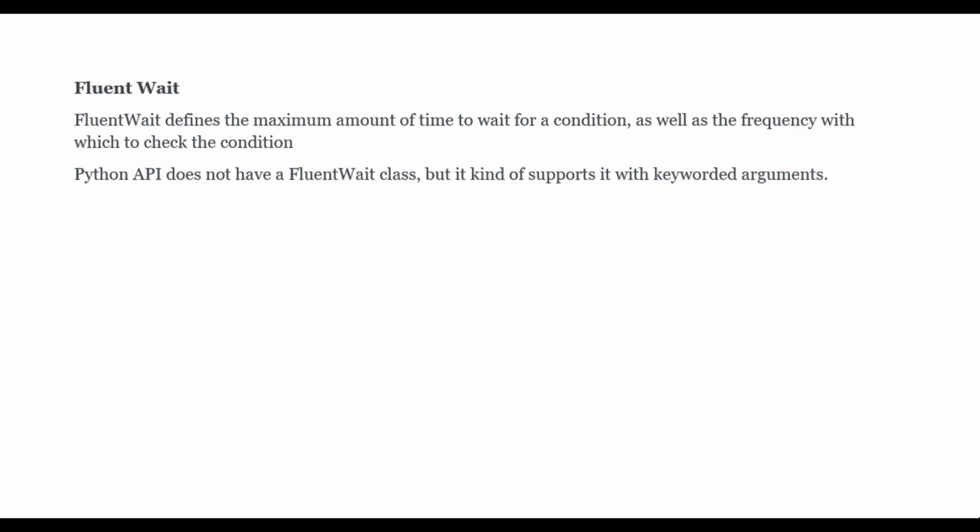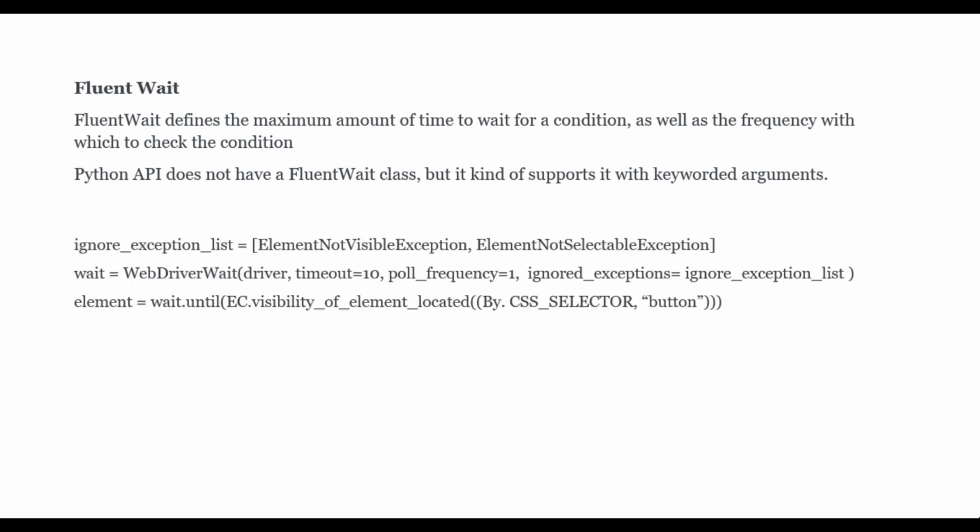The Python API does not have any fluent wait class, right? But it kind of supports it with keyword arguments. So here you can see this is similar to the WebDriver wait, but here we need to pass the poll frequency. After this, every 1 second it will check, and it will also ignore the exception list we are passing here. Same thing. Then here we wait until the visibility of the element located by this CSS selector. So these are the three waits.